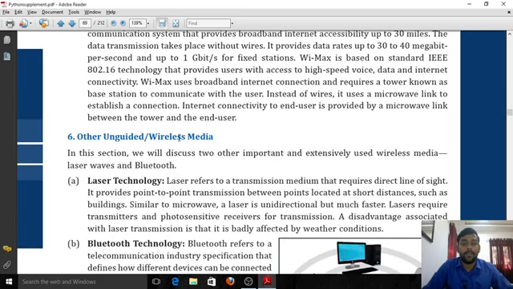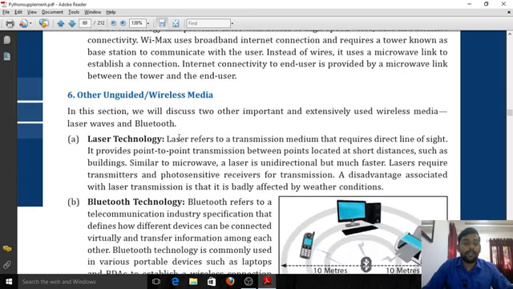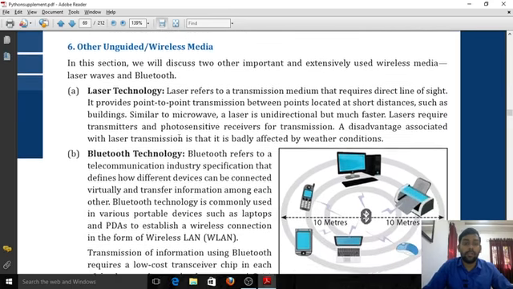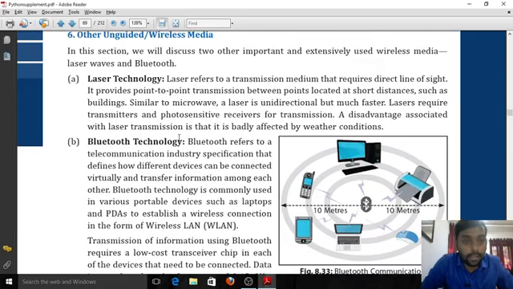Then we have another unguided medium, laser technology. You know what laser is, right? Laser stands for light amplification by stimulated emission of radiation, and it's a mode of wireless transmission that requires direct line of sight. It provides point-to-point transmission between points located a short distance apart, such as buildings, similar to microwave. It's unidirectional and much faster.